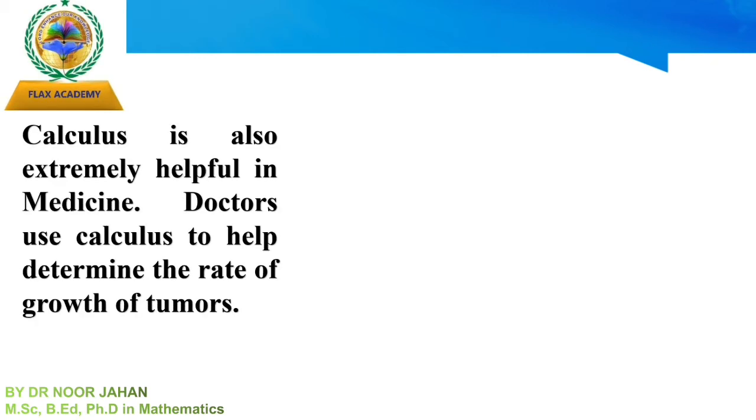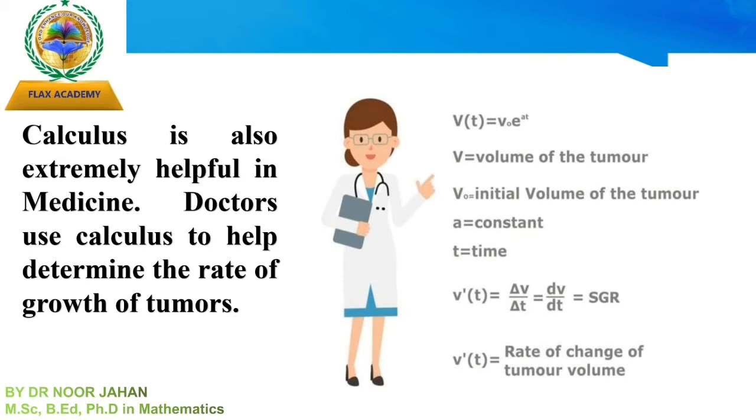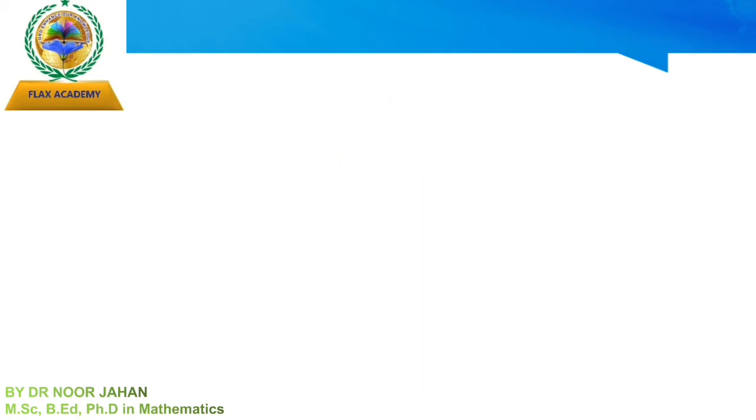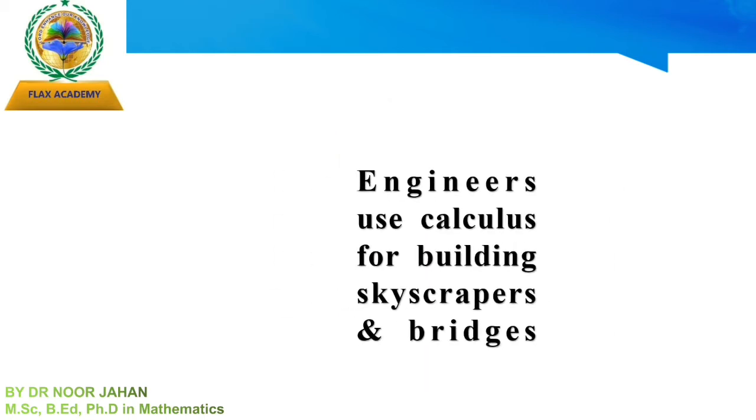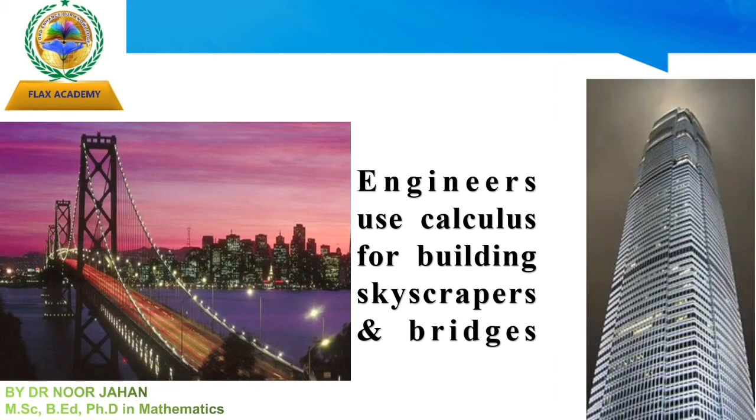The second example is that calculus is used in the field of medicine, where the doctor calculates the rate of change of tumor growth in a patient's body by using the formula d by dt of v, where v is the volume of the tumor that has grown in the patient's body with respect to time. Engineers also use applications of differential calculus in constructing buildings and bridges of any large size.